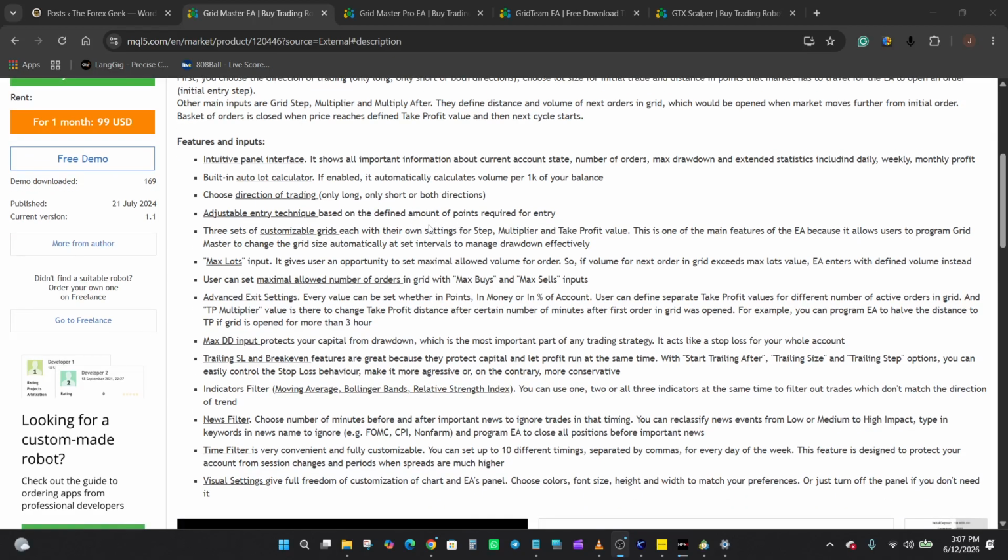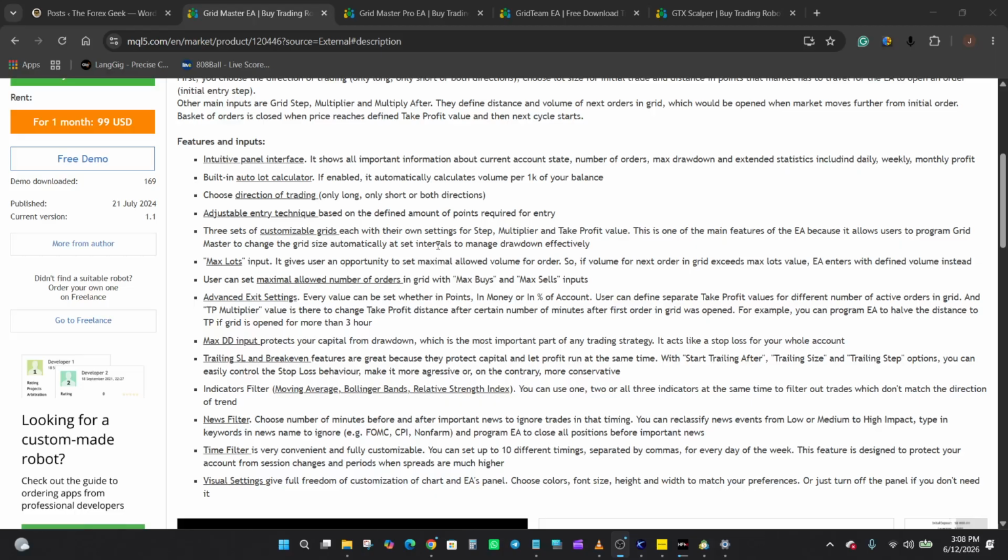Okay, so looking further into the feature set, Gridmaster allows users to define how many points the market must move before an initial entry is opened. Beyond that, the grid structure itself can be customized through settings such as grid step, multiplier, and multiply after. One particularly interesting feature is the availability of 3 separate customizable grid configurations, allowing the grid structure to adjust automatically at predefined intervals.